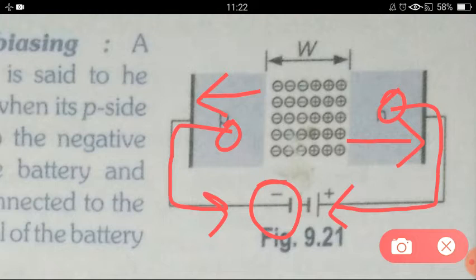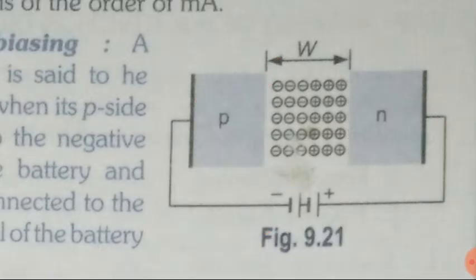In case of forward biasing, what was happening? Electrons and holes, the majority charge carriers, were moving towards the junction and that's why the width of the depletion layer decreased. But in this case, holes and electrons are moving away from the junction, so that's why the width of the depletion layer will increase here. So here no current will flow because of the majority charge carriers.